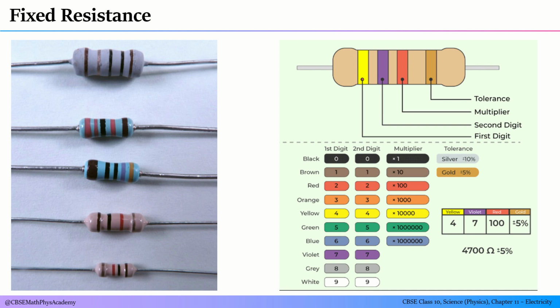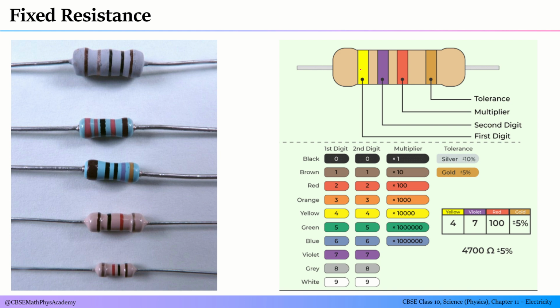The first color is the first digit, the second color is the second digit, the third color is the multiplier. Multiplier means 10 power 3 or 1000 or whatever. And the tolerance. Tolerance means there is always a manufacturing error. It is not exactly 5000 ohms. It could be 4995 ohms or 5005 ohms. So some amount of variation will be there. That is what the fourth color stands for.